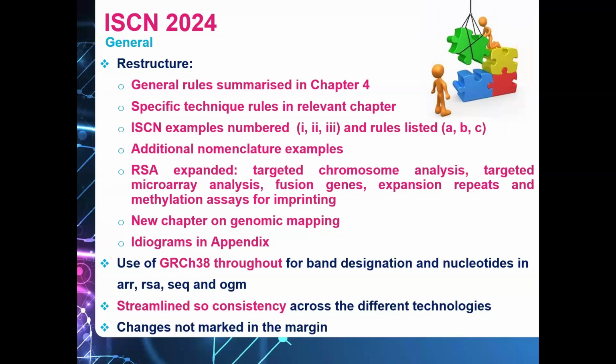This is so you can say to your colleague, it's example so-and-so, under this section, because before, you had to count all the examples and it wasn't easy to find when you're trying to compare notes. And the rules are now listed alphabetically. We've also put some additional nomenclature examples in, and the region-specific assay has expanded to include targeted chromosome analysis, targeted microarray analysis, fusion genes, expansion repeats, and methylation assays for imprinting.